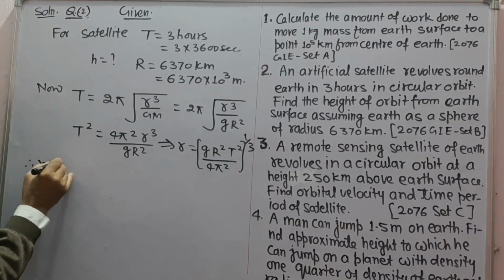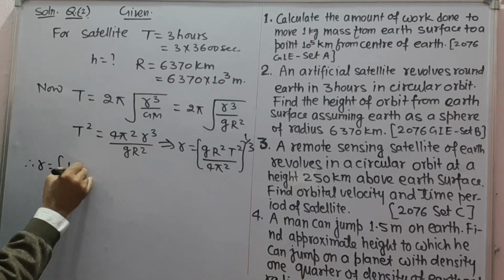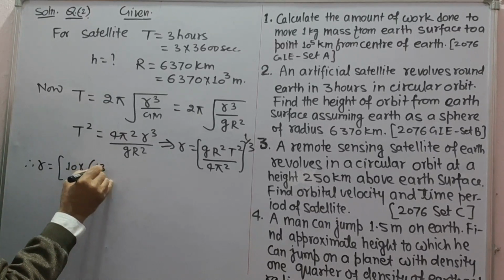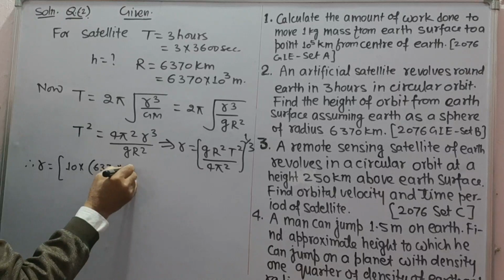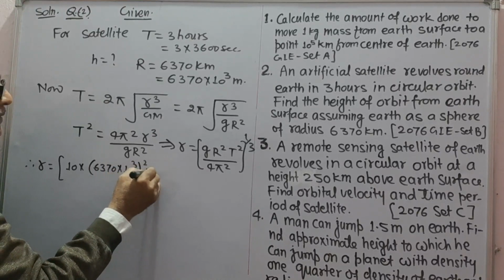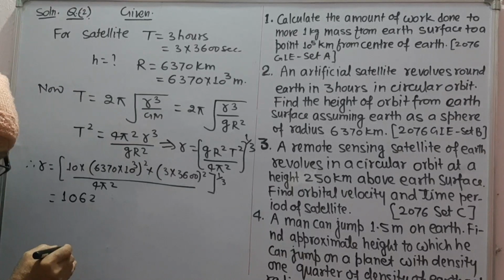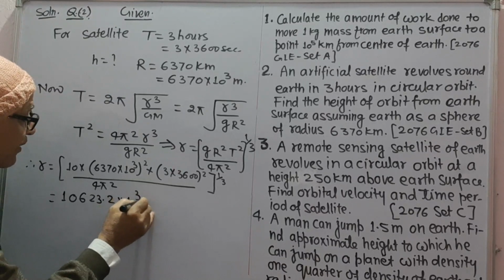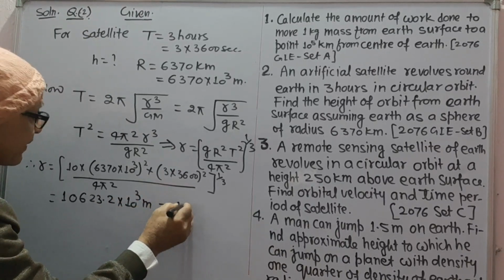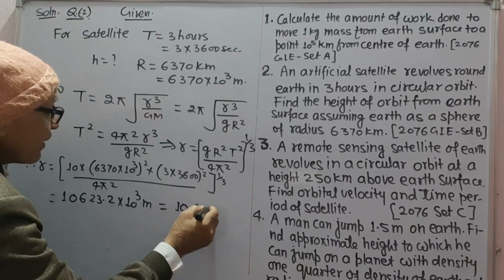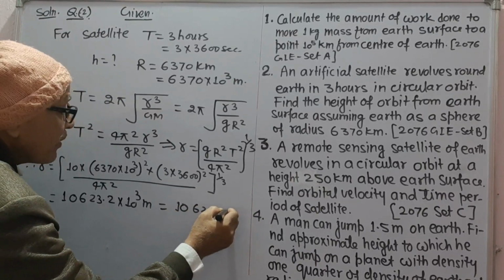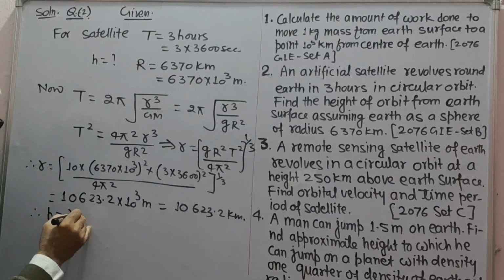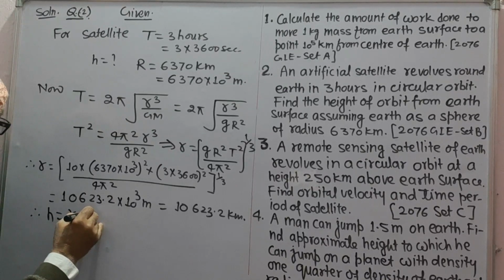Therefore, r will be equal to g is 10, R is 6370 into 10 to power 3 square, T is 3 into 3600 whole square upon 4 pi square whole power 1 by 3, which is 10,623.2 into 10 to power 3 meter, which is 10,623.2 kilometer. Therefore, h will be equal to small r minus capital R.